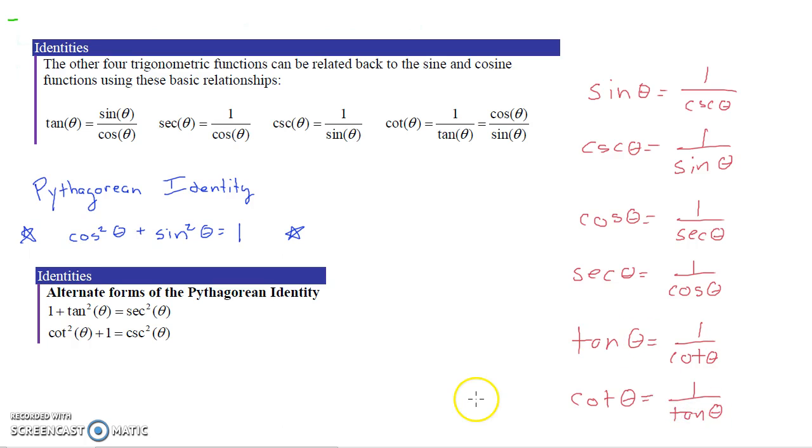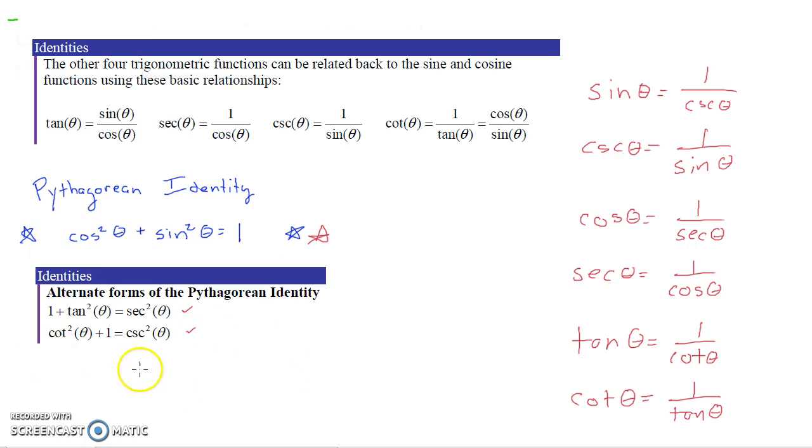Pretty simple there. Now, we also have the really extremely important Pythagorean identities. The main Pythagorean identity is that cosine squared plus sine squared equals 1. But this can be transformed a little bit. If we divide everything by cosine squared, we get this second form, which would be 1 plus tangent squared equals secant squared. We could also go back to the original one and divide everything by sine squared, which would create cotangent squared plus 1 equals cosecant squared.